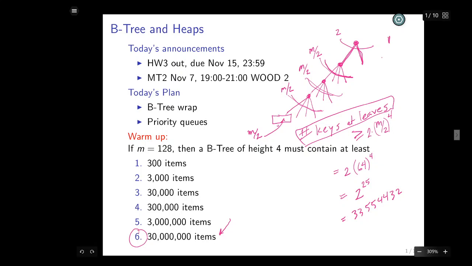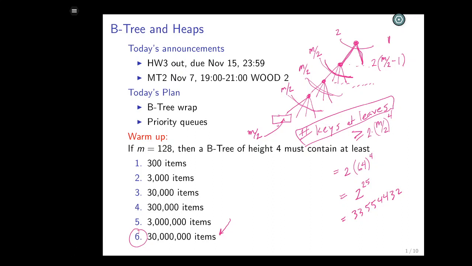Well, that's going to be something like M over 2 minus 1, because that's the number of keys that need to be used in order to make M over 2 branches. And there's two nodes with that one. So there's that. And then how many are at the next level? So that's the number at this level. How many are at this level? I don't know.